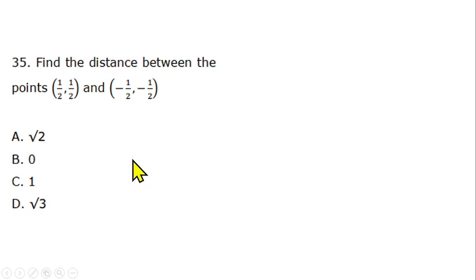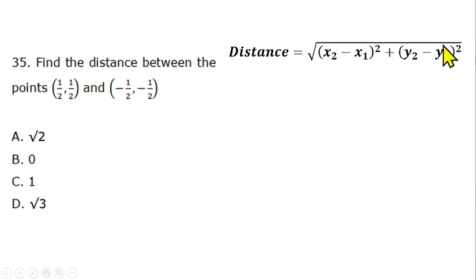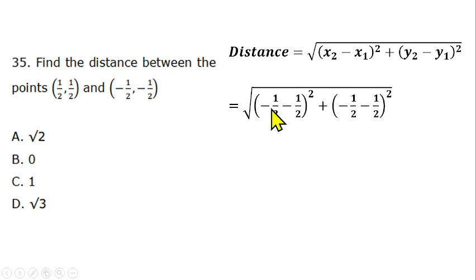Question number 35 is also from coordinate geometry. To find the distance between this point and this point, we know that the distance between two points is the square root of change in x squared plus change in y squared. So if you put that in, you have the square root of, our x2 is minus half, our x1 is also half, so we have minus half squared plus, our y2 is minus half and our y1 is also half.